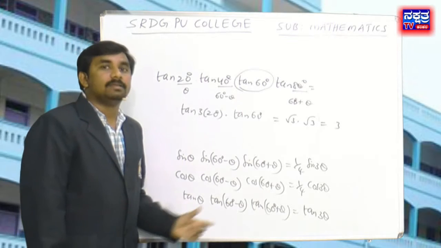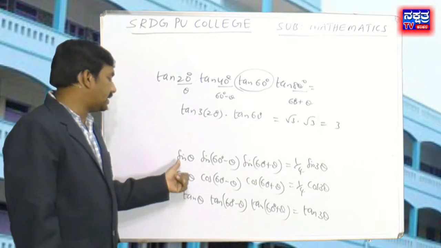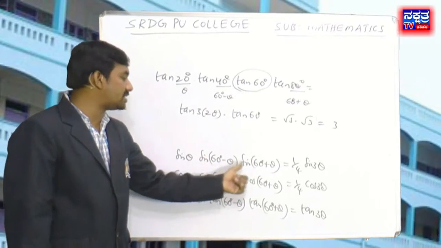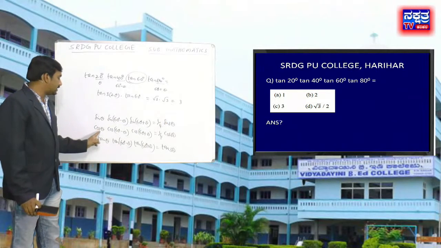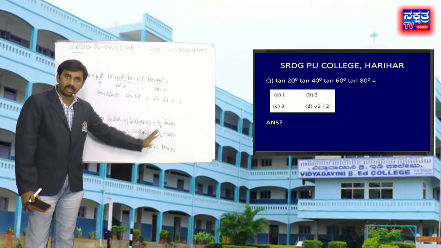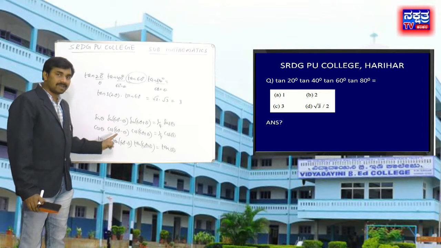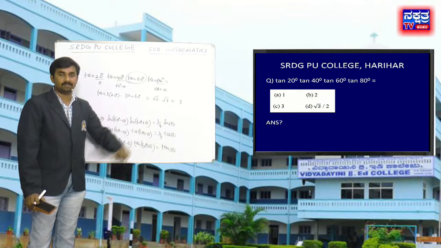So these three formulas are very, very important. Sin theta into sin 60 minus theta into sin 60 plus theta equal to 1 by 4 sin 3 theta. Cos theta into cos 60 minus theta into cos 60 plus theta equal to 1 by 4 cos 3 theta. Tan theta into tan 60 minus theta into tan 60 plus theta equal to tan 3 theta.